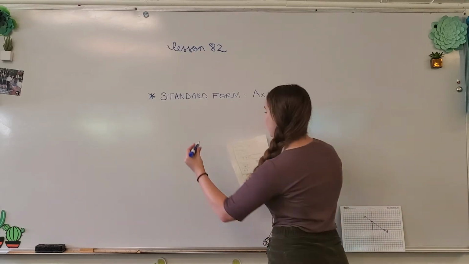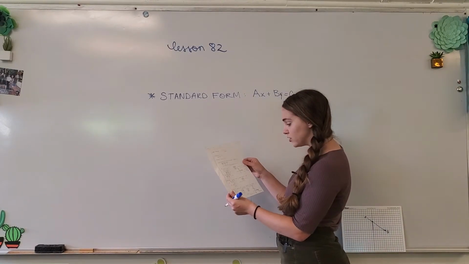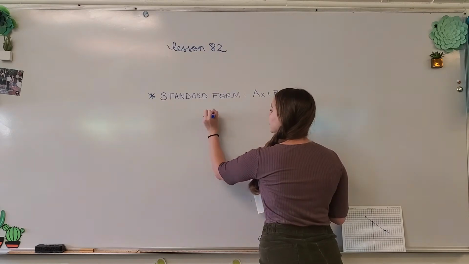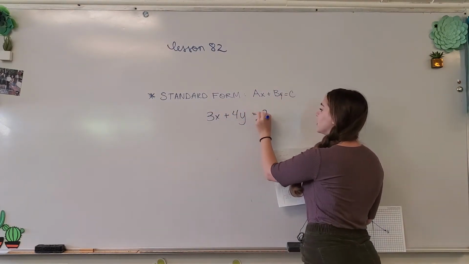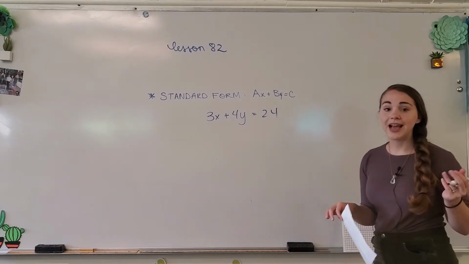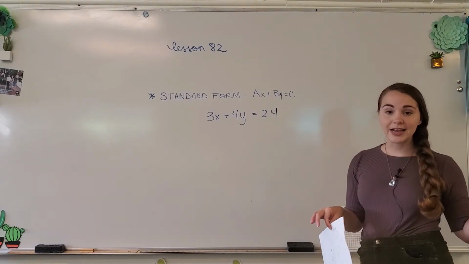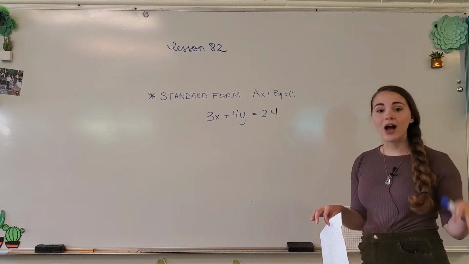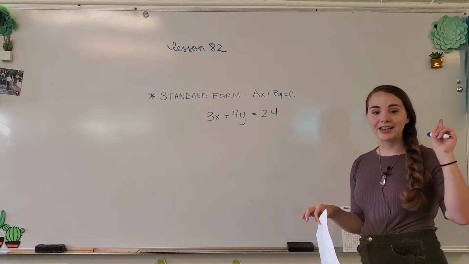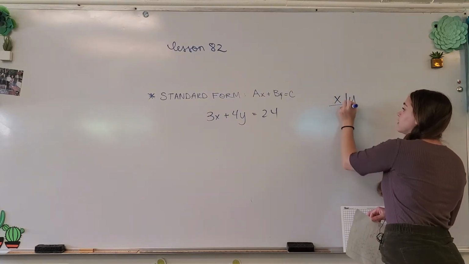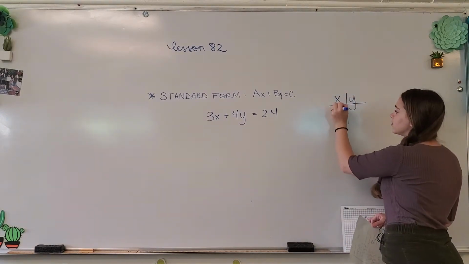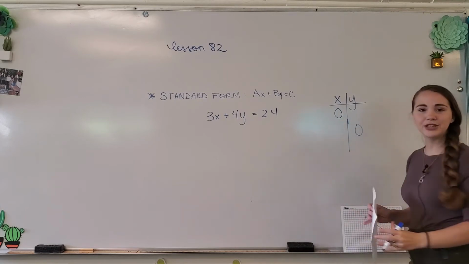But here we go, example 1. It says find the x and y intercepts of 3x plus 4y equals 24. And you guys know, the x-intercept is where it crosses the x-axis, so y is 0. And the y-intercept is where it crosses the y-axis, so x is 0. So I make a little chart, and I put my zeros.